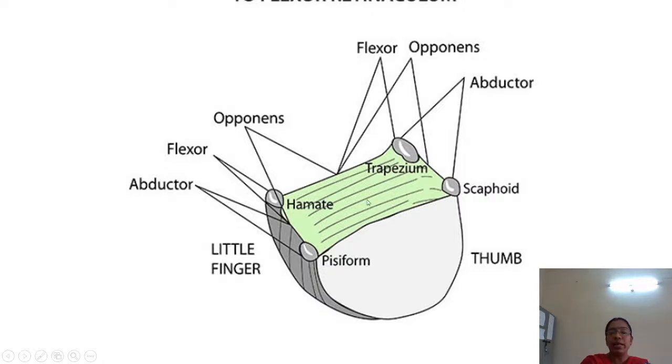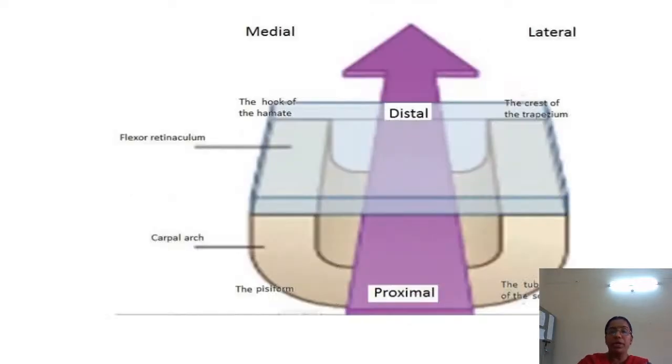When there is a tunnel, normally, like a bridge, some things go below it and some things go above it. So here also, we need to see what structures pass through the tunnel and what structures pass above the flexor retinaculum. But before going to that, you need to see the extension of the flexor retinaculum.